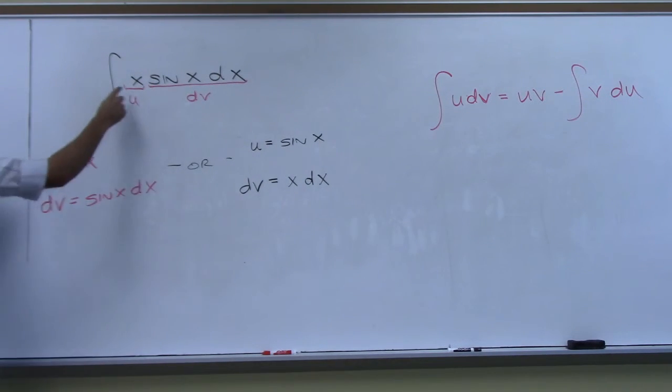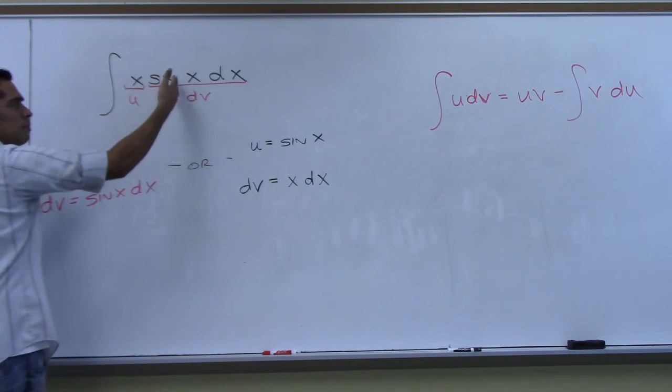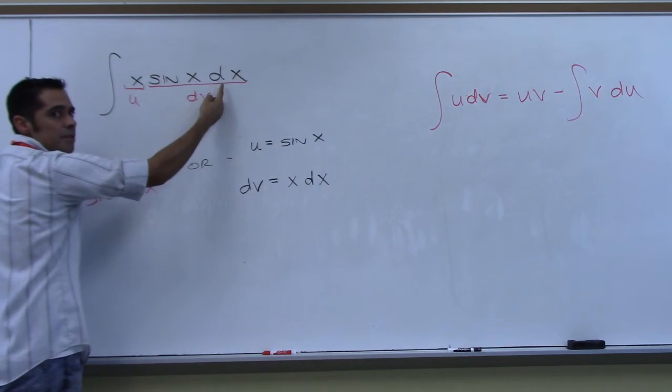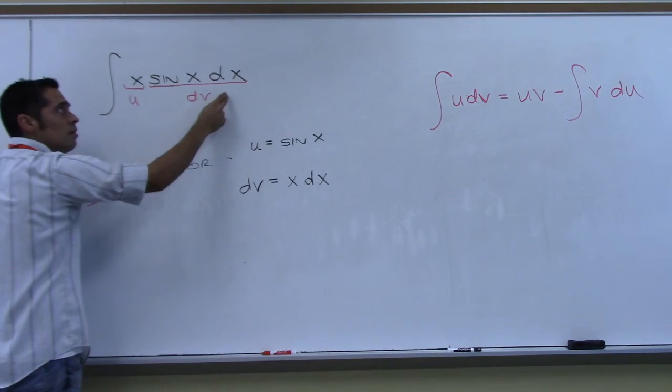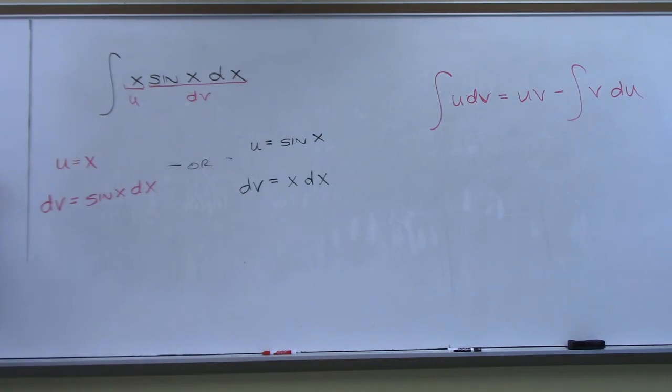I mean, I chose this for u once, and I chose that u for once. You don't ever choose dx to be your u. Okay, that you just never do. So, which one of these should I use?